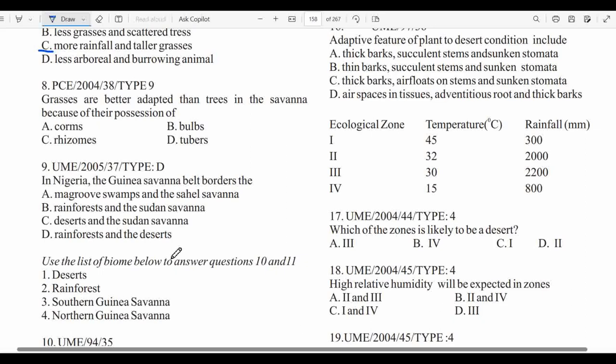Question number eight. Grasses are better adapted than trees in the savanna because of their possession of... Savanna grasses have underground stems, or rhizomes, that help them tap the soil properly. So you have this rhizome, which are underground stems.